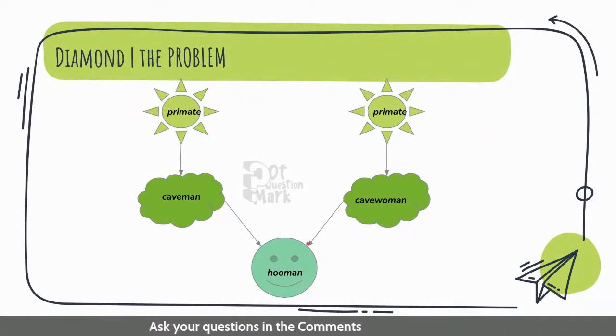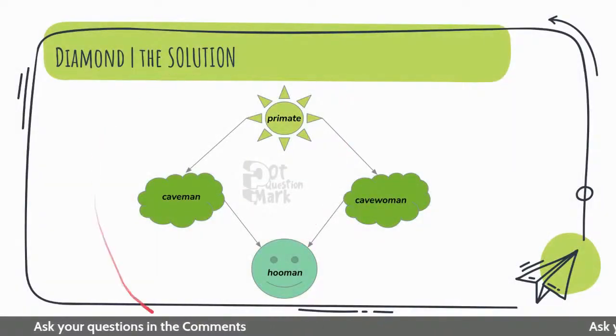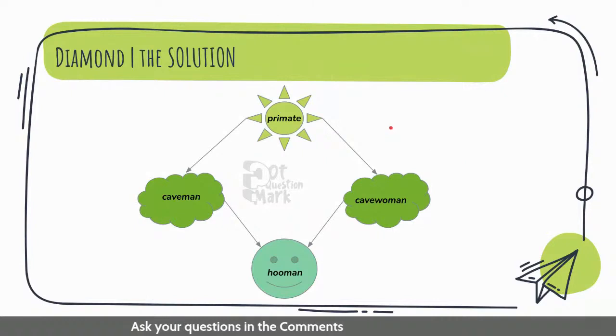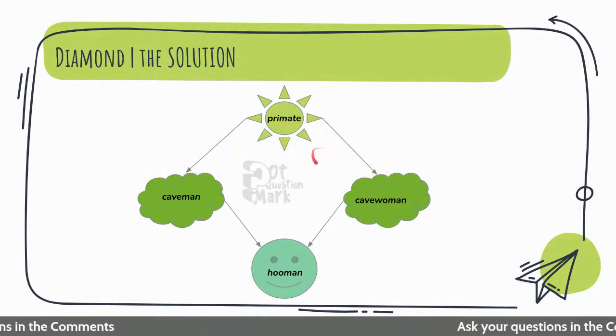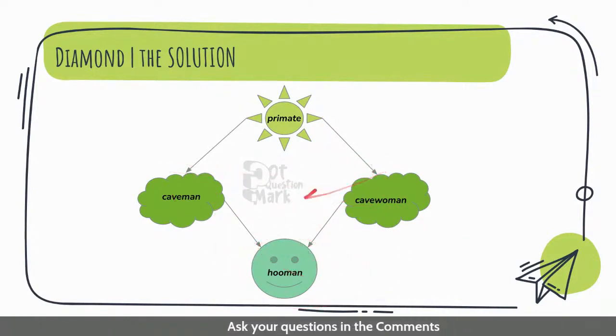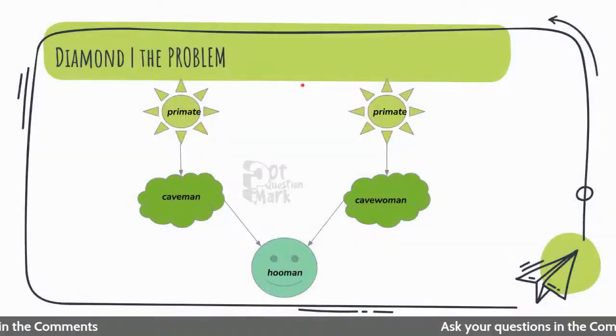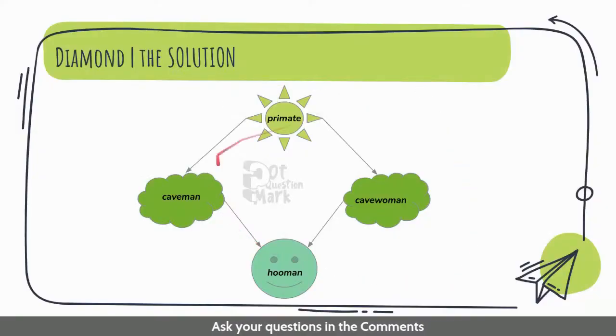To solve this, there is a method. This is what we want, right? We want primate to be created only once, and then both caveman and cavewoman should share it, because finally that is going to solve our problem. Only one copy of our data, shared by caveman and cavewoman, and then this happy human can inherit both of them. And now there will be no ambiguity, because only one copy has to be created. So this is the problem: right now there are two copies, and this is our goal.